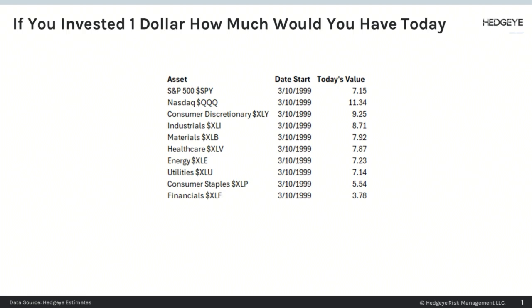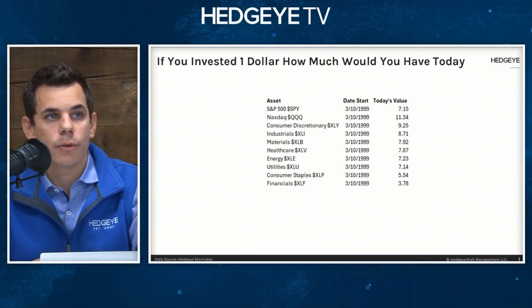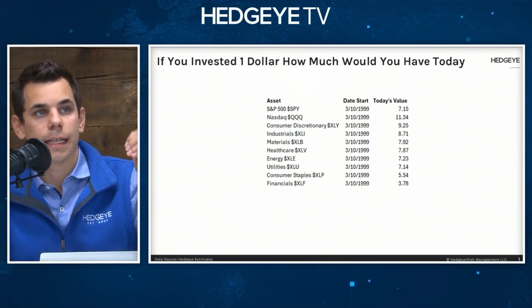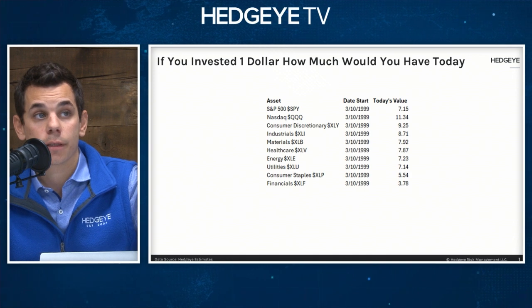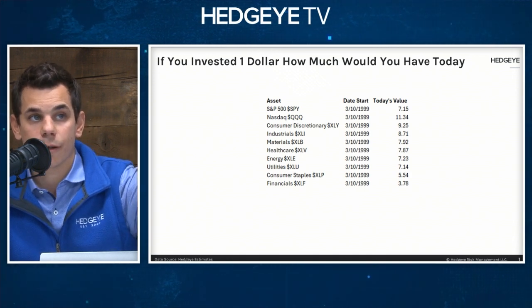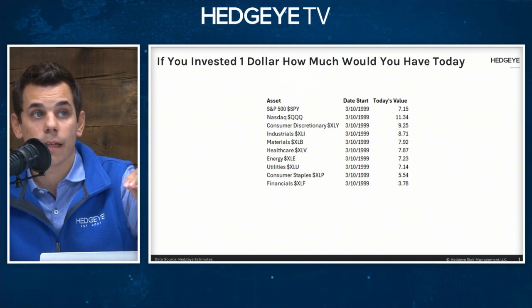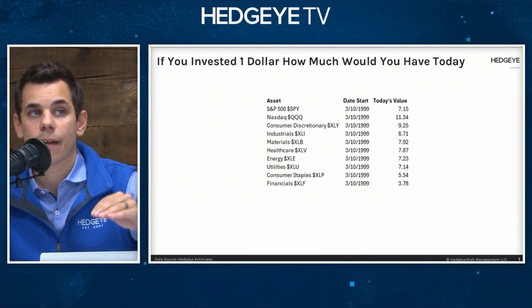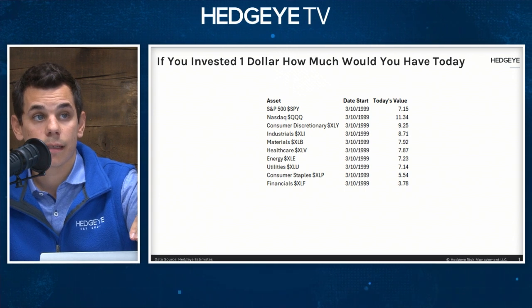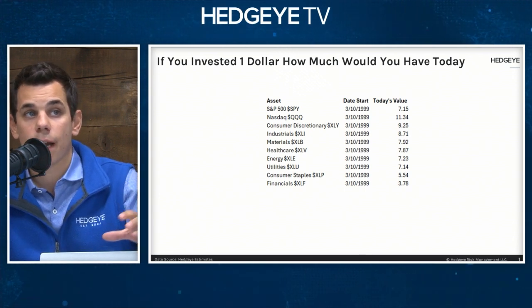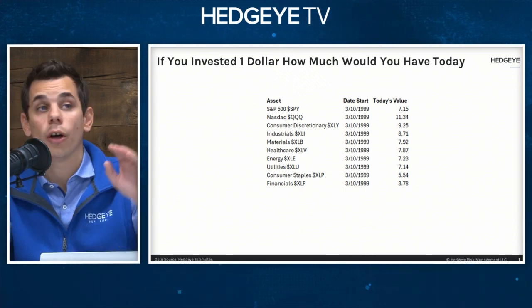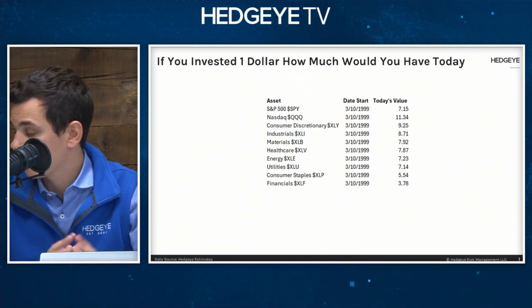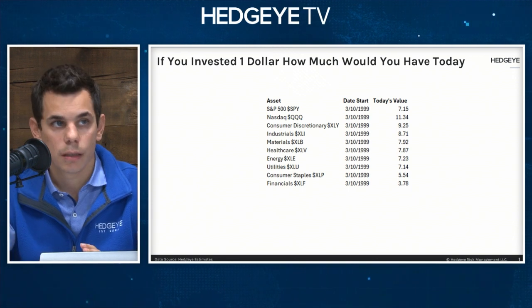Okay, so the next one is XLY, which is $9.25. Then industrials is $8.70. Then materials is $7.90. Then XLV, which is healthcare, you'd have $7.87. And then energy, you'd have $7.20.